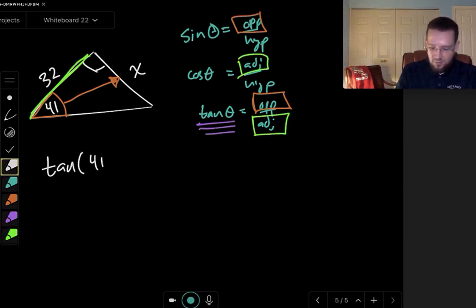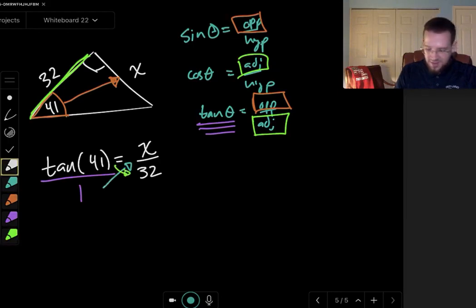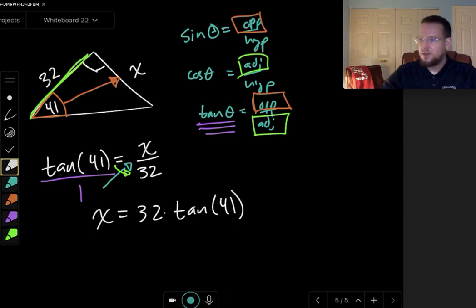So this is going to be the tangent of 41 is equal to the opposite, which is x, over the adjacent, which is 32. Again, guys, this is just a number. And so what I'm going to do here is cross multiply. X times 1 is just x. 32 times tangent is some number. The tangent of 41, I'm going to have to put into the calculator.